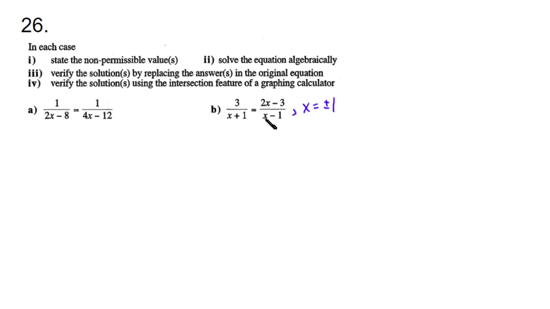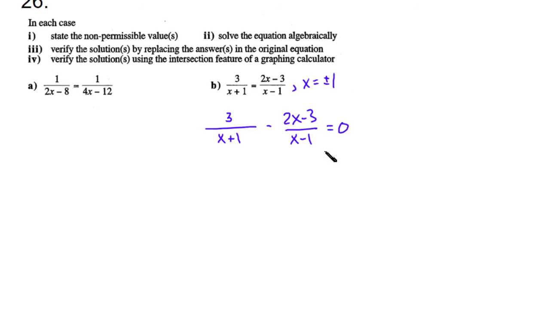Now we want to solve this. So again, I'm going to move everything over to the left-hand side. So we have 3 over x plus 1 minus 2x minus 3 over x minus 1 equals 0. Okay. Now our lowest common denominator here is going to be x plus 1 times x minus 1.